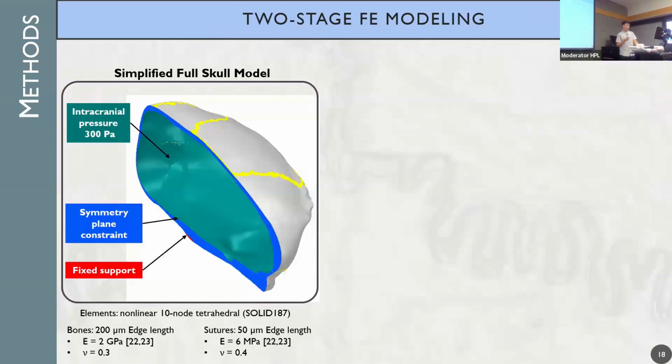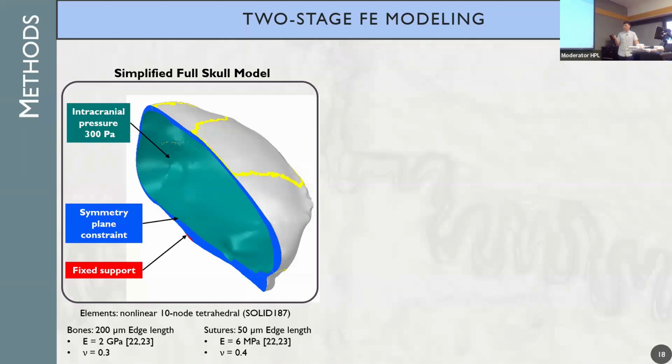Okay, next, I tried to create a two-stage anatomy model. The reason for that is I'm trying to apply intracranial pressure loading. In order to apply intracranial pressure, I need to have the whole skull. But if I want to make the whole skull, the geometry will be way too complex to segment, and the resultant model will be way too big and demanding in terms of computational cost.